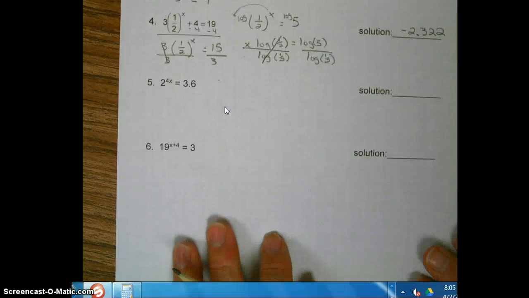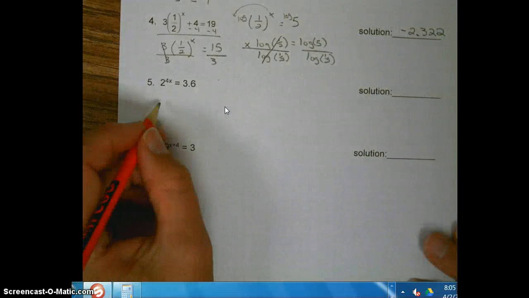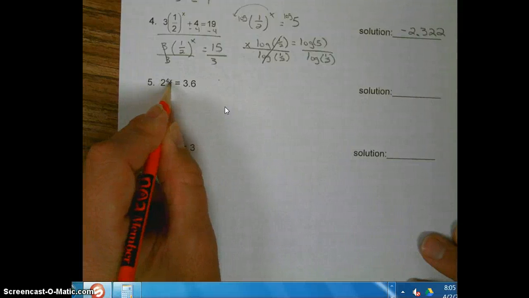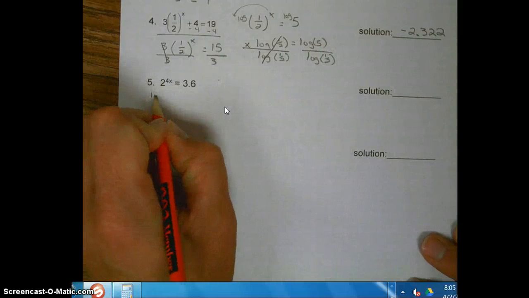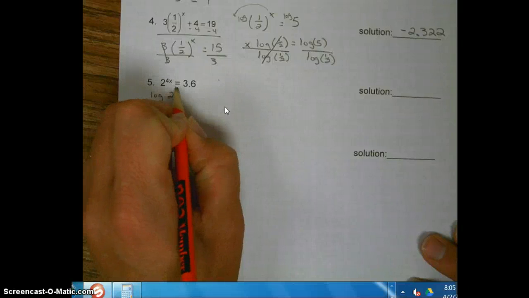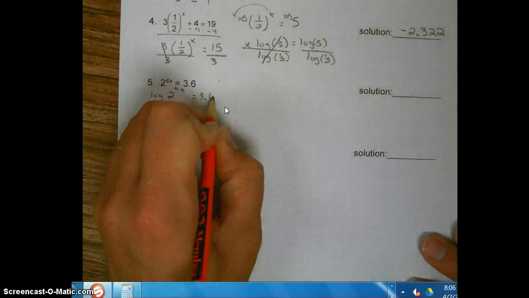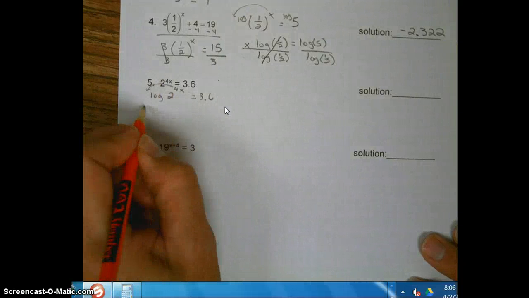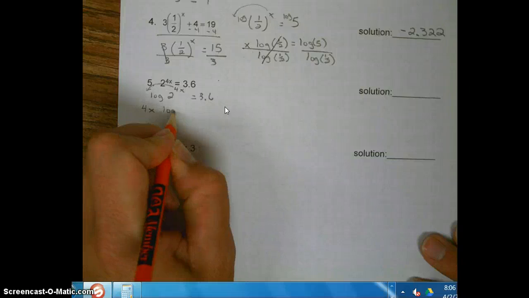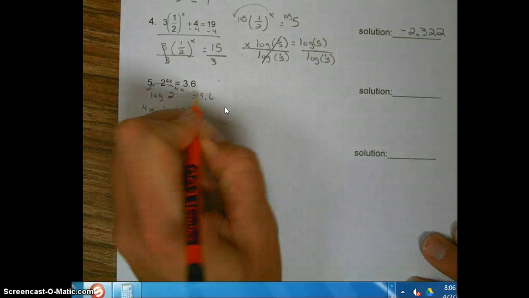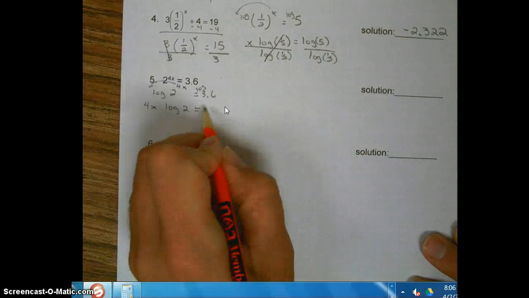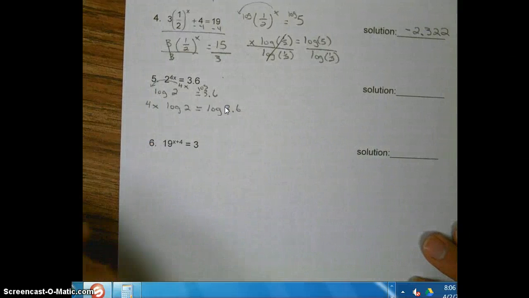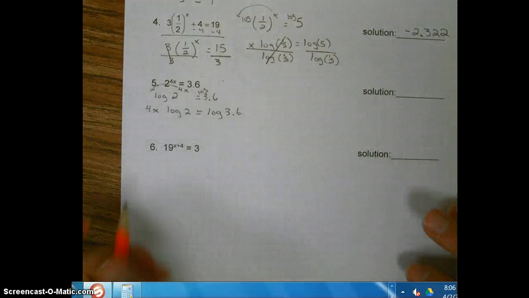Okay, let's look at number 5. All right, notice we have a base raised to an exponent right off the bat. So we're going to take the log of both sides. Okay, we're going to bring that exponent down. Oopsie, forgot my log. Okay, and get this cursor out of the way.